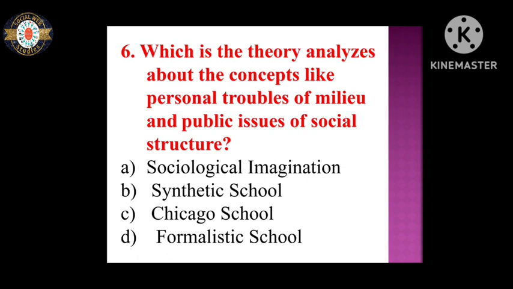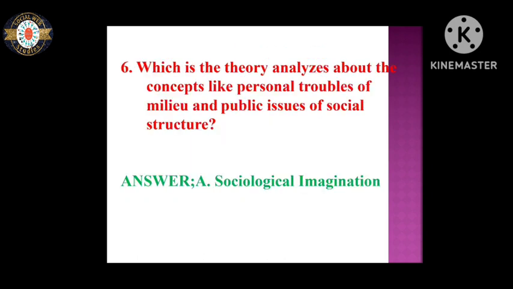Another question is, which is the theory that analyzes concepts like personal troubles of milieu and public issues of social structure? Option A, sociological imagination. Option B, synthetic school. Option C, Chicago school. Option D, formalistic school. The answer is option A, sociological imagination.